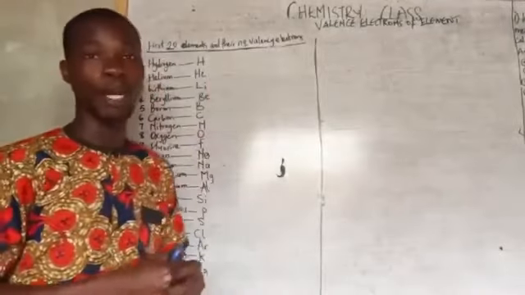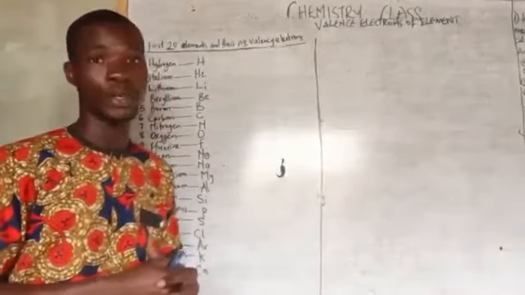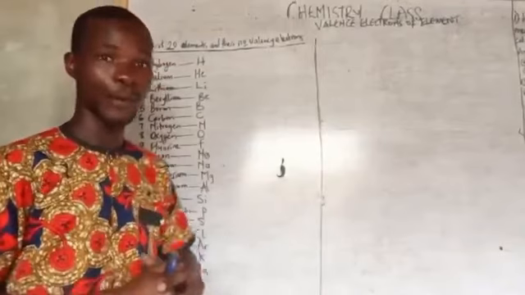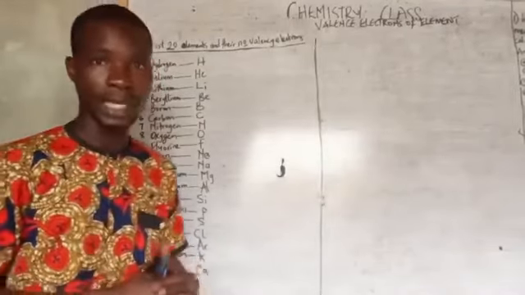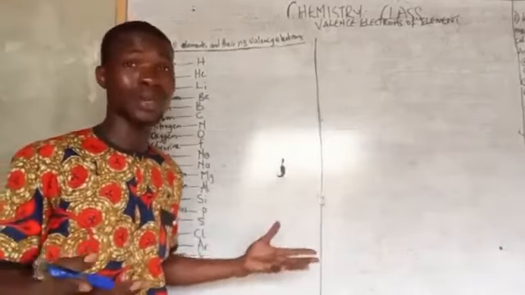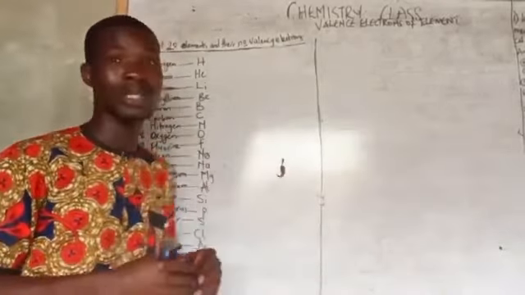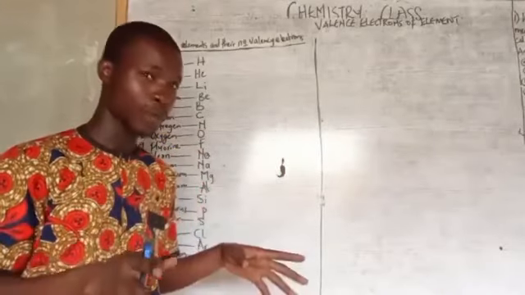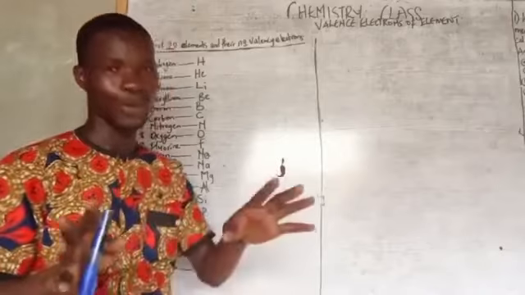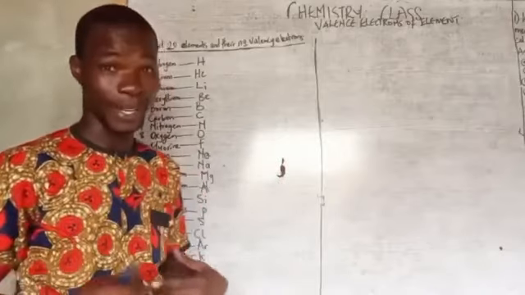Come back to class, and we are going to be talking about the valence electrons of elements. What do we mean by valence electron? Valence electron is the number of electrons in the outermost shell of an element. Are you confused about shell? Don't worry. All you have to do is calm down.